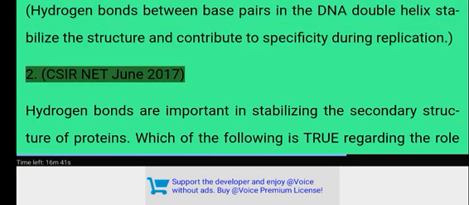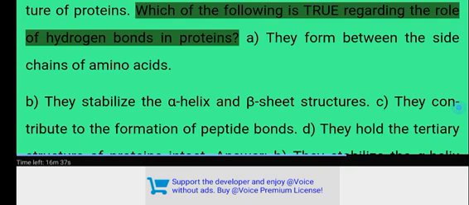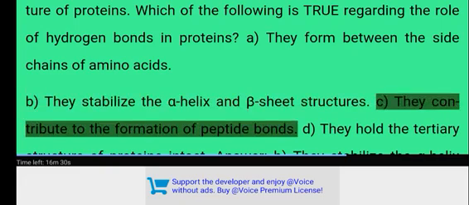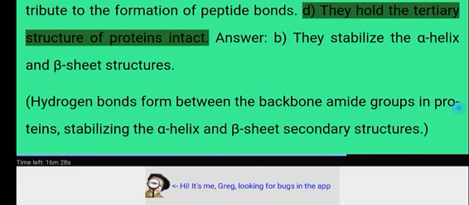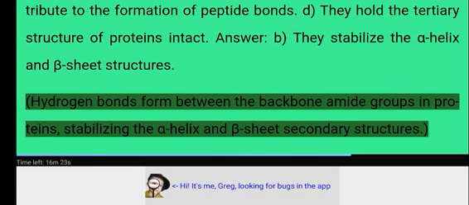2. CSIR NET June 2017. Hydrogen bonds are important in stabilizing the secondary structure of proteins. Which of the following is true regarding the role of hydrogen bonds in proteins? A. They form between the side chains of amino acids. B. They stabilize the alpha helix and beta sheet structures. C. They contribute to the formation of peptide bonds. D. They hold the tertiary structure of proteins intact. Answer. B. They stabilize the alpha helix and beta sheet structures. Hydrogen bonds form between the backbone amide groups in proteins, stabilizing the alpha helix and beta sheet secondary structures.